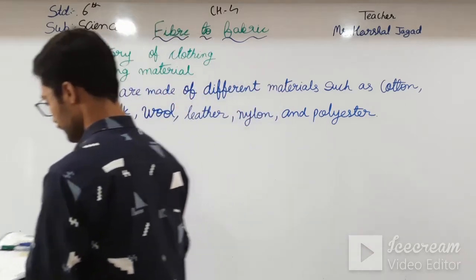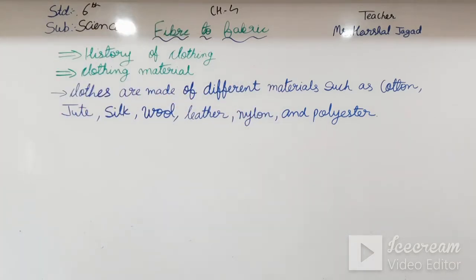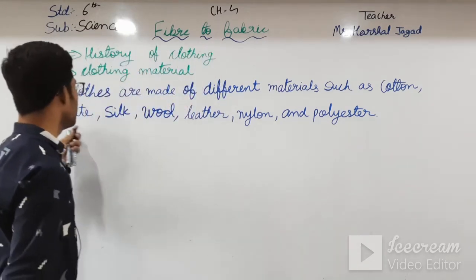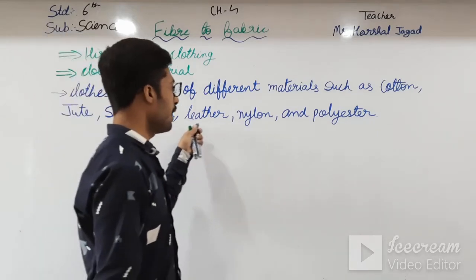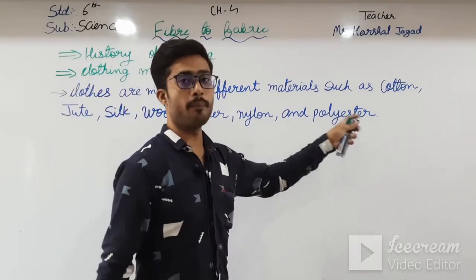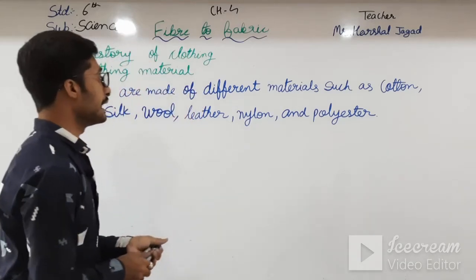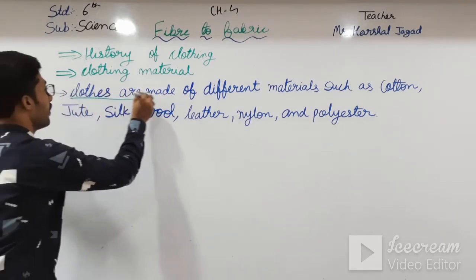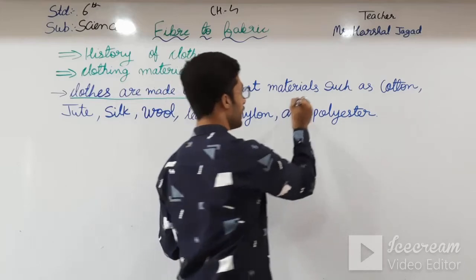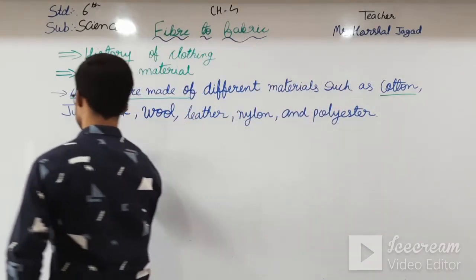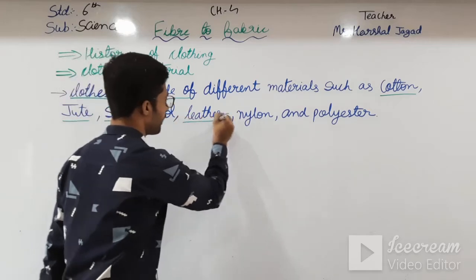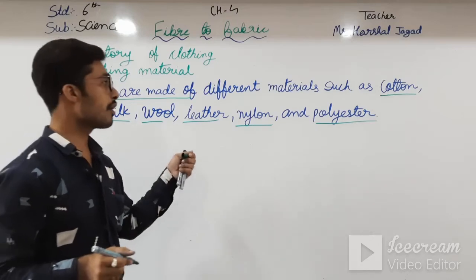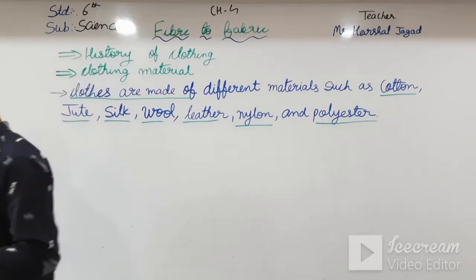Okay students, clothes are made of different materials such as cotton, jute, silk, wool, leather, nylon, and polyester. Okay students, in a question it can be asked that clothes are made of dash materials: cotton, jute, silk, wool, leather, nylon, and polyester. From this, any can be in your options. Okay students, reading next point.